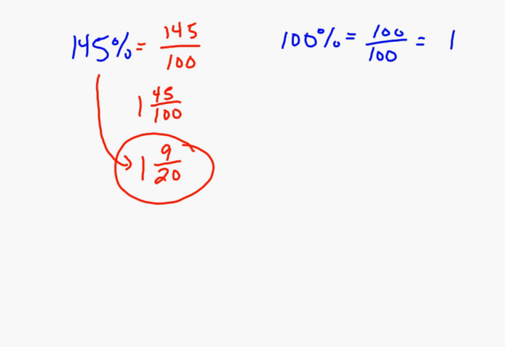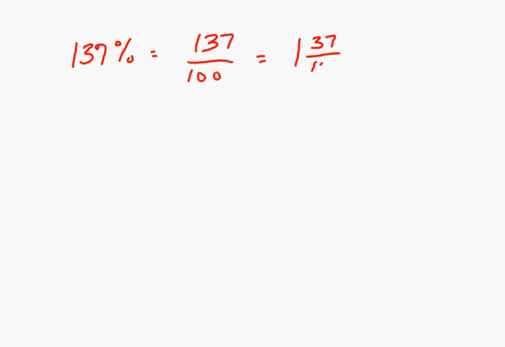Looking at two more examples, we'll do another large one first. 137%. Put that over 100. Simplify it to a mixed number, 1 and 37/100. Of course, 37 is a prime number, so we can't simplify that any farther. So that will be our fraction.